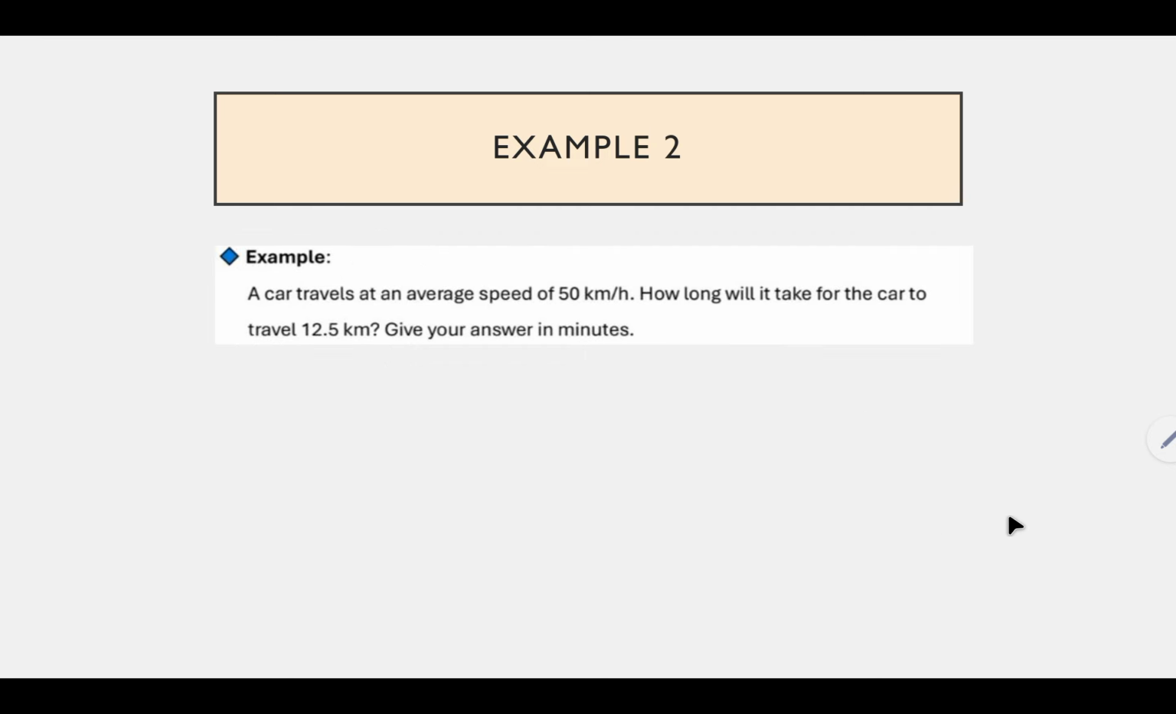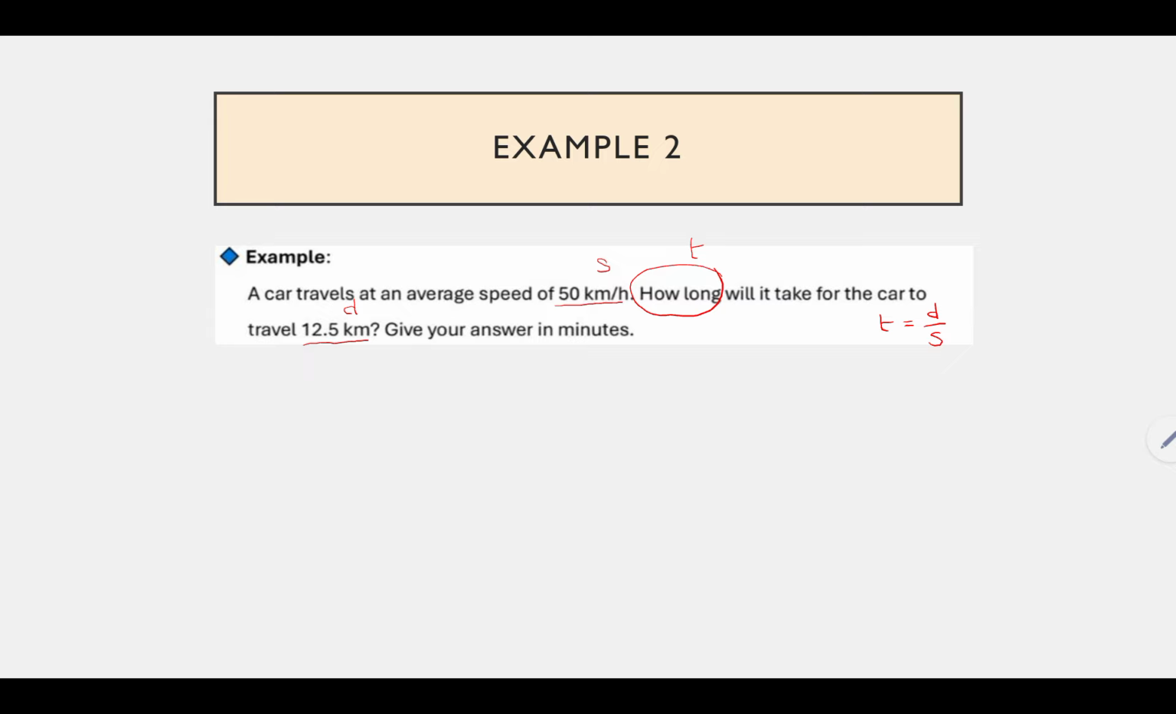A third example, a car travels at an average speed of 50 kilometers per hour. Here we go, and that's my speed. How long will it take for the car to travel 12.5 kilometers? That's my distance, and they're asking me how long, so they want the time. Using my magic triangle, time is equal to distance over speed.